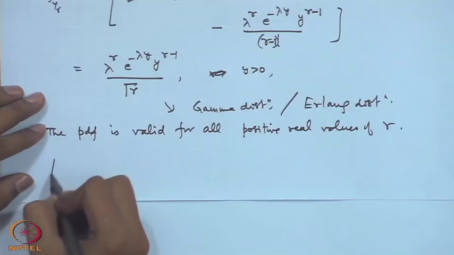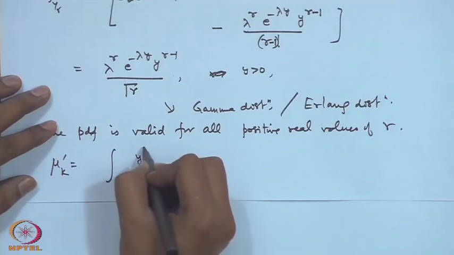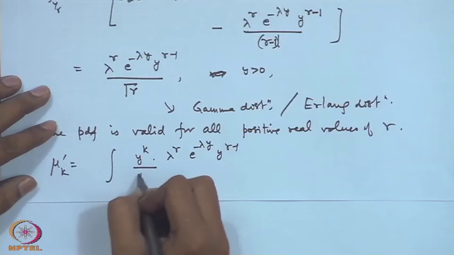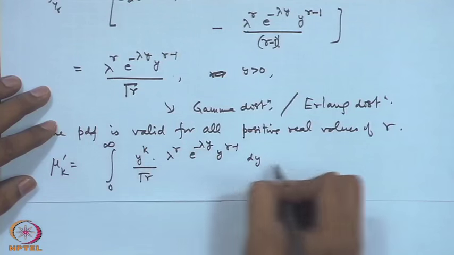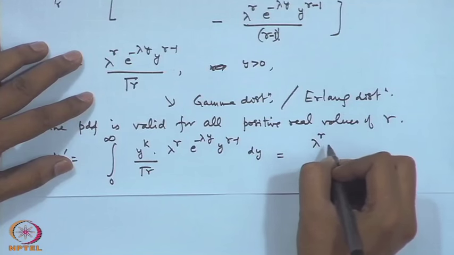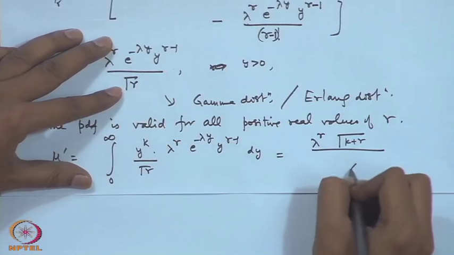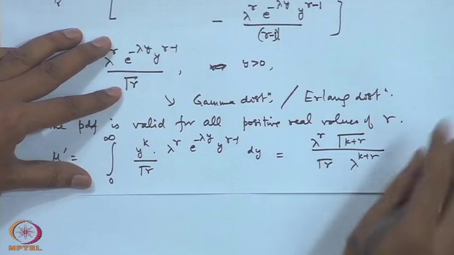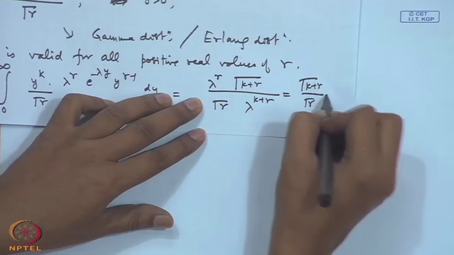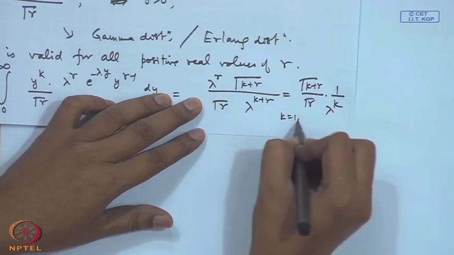Let us look at the moment structure here, which is very simple to observe because of the gamma function. If I look at, say, mu_k prime, then it is equal to the integral from 0 to infinity of y to the power k, lambda to the power r e to the power minus lambda y, y to the power r minus 1, divided by gamma r, dy. So, that is equal to lambda to the power r, and now this is y to the power k plus r minus 1, so you will get gamma k plus r divided by lambda to the power k plus r, divided by gamma r. This term is simply becoming equal to gamma k plus r by gamma r, times 1 by lambda to the power k. This is valid for k equal to 1, 2 and so on.